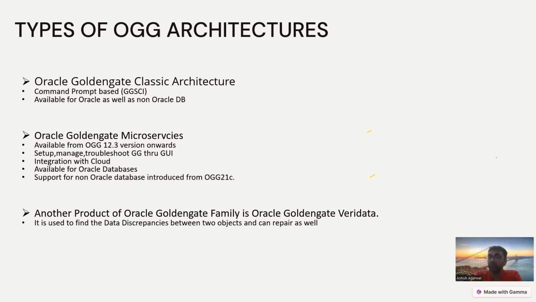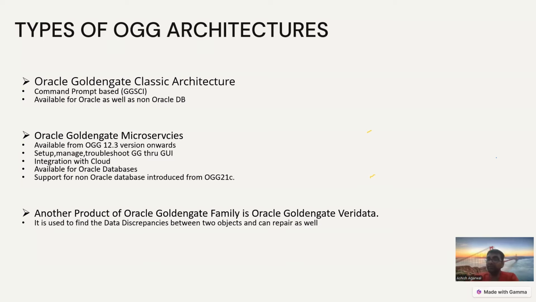Okay. Now another product in the GoldenGate family is Veridata, Oracle GoldenGate Veridata. How many of you have heard about it? Type in the chat window. So Veridata is another product in the GoldenGate family. As the name suggests, it verifies the data for you.